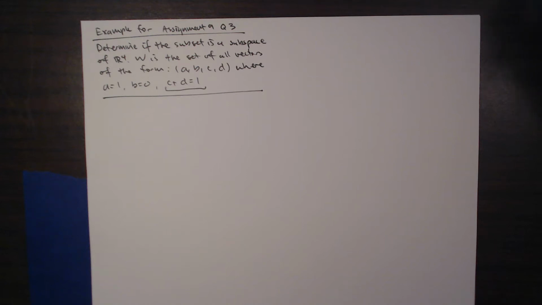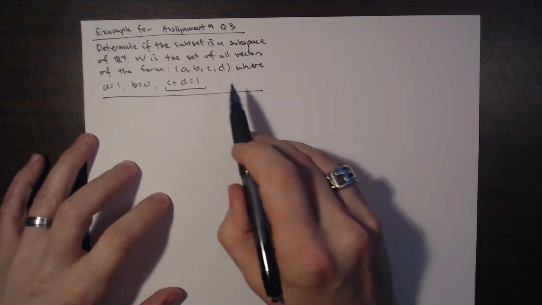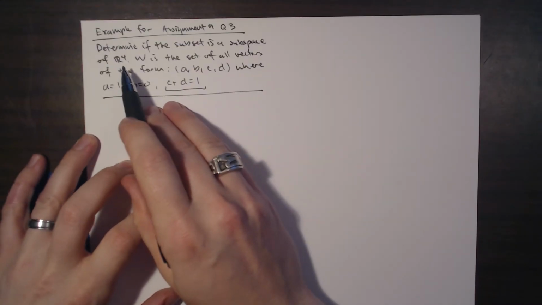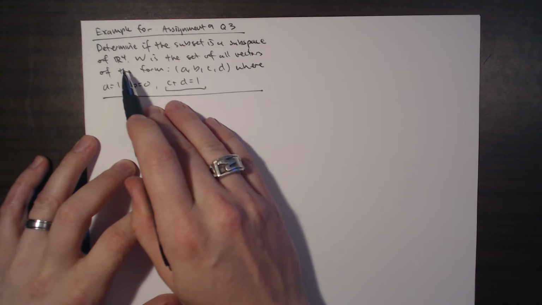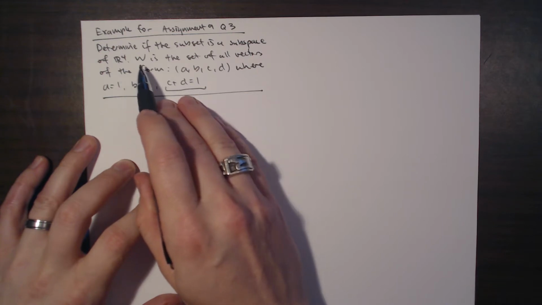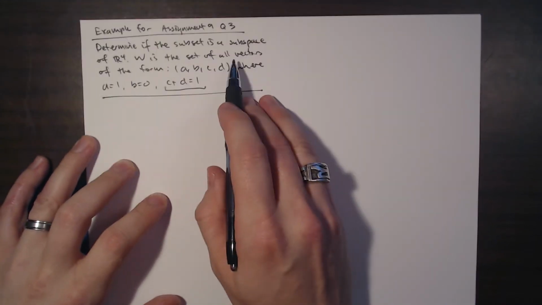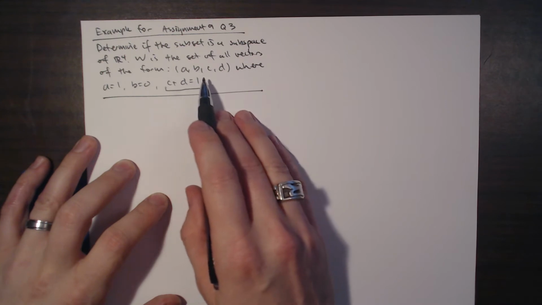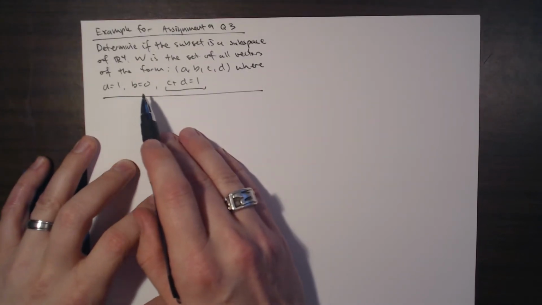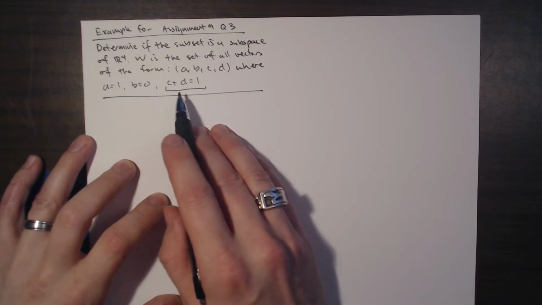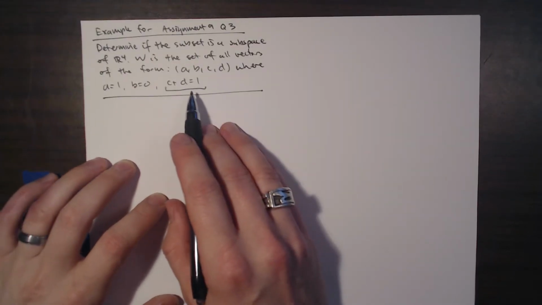Hi everybody. I'd like to show you another example in determining if a subset is a subspace of a vector space. For the second example, we're again going to be working in the vector space R4, and we want to look at the subset W, which is the set of all vectors of the form A, B, C, D, where A is equal to 1, B is equal to 0, and C plus D is equal to 1.